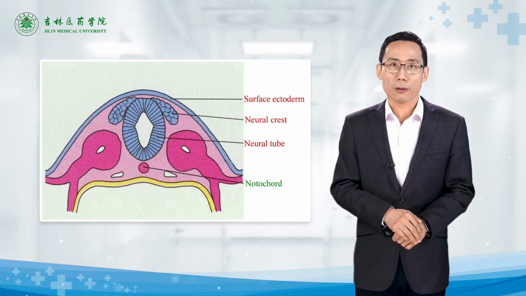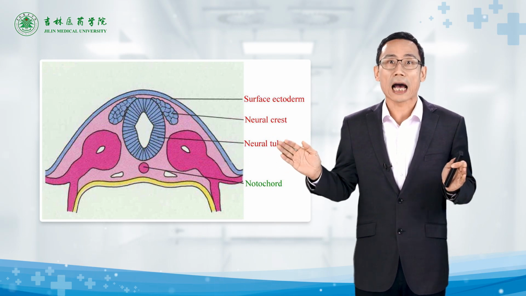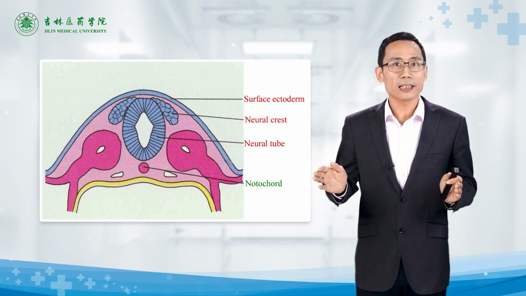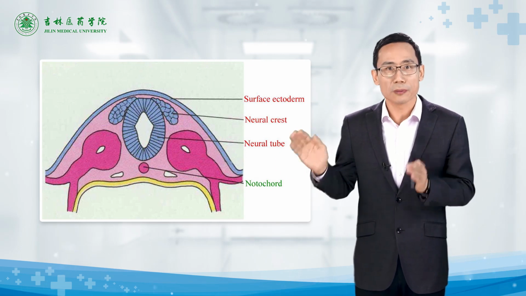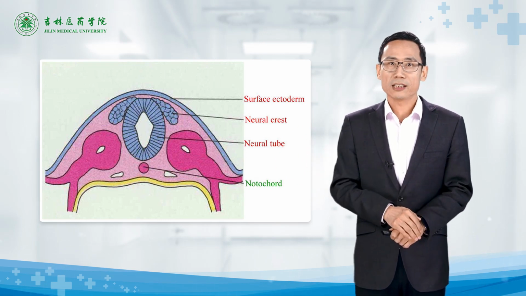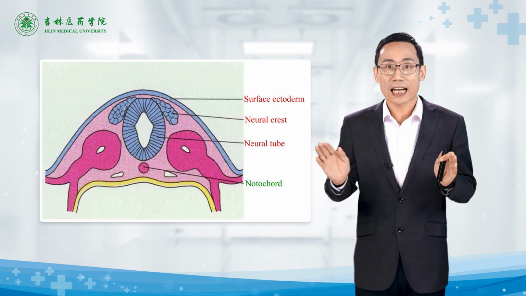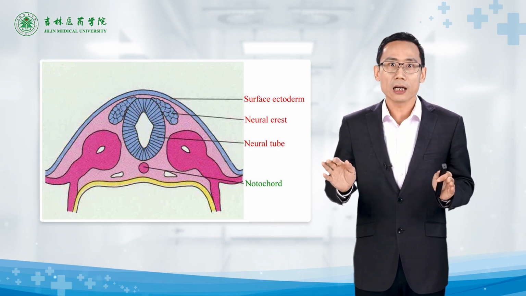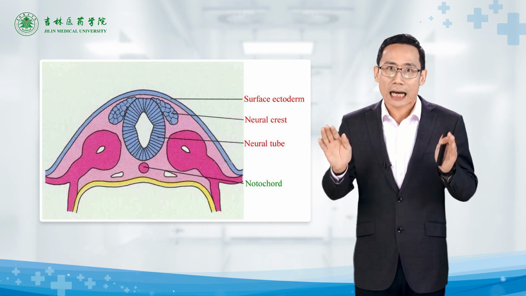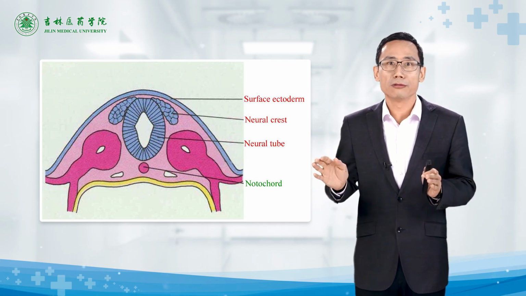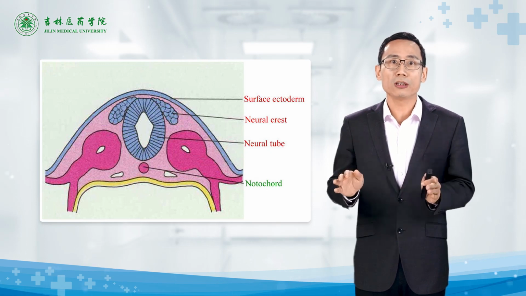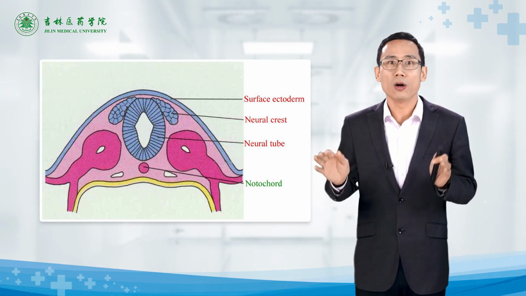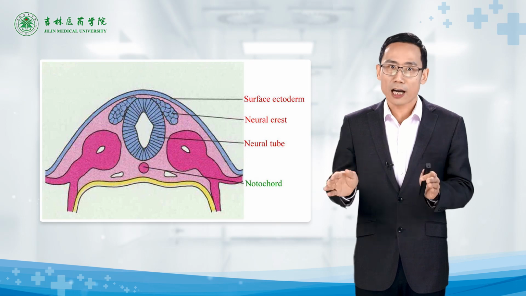From the top to the bottom are the surface ectoderm, the neural crest on both sides of the neural tube, and the notochord below. Neural crest will differentiate into brain ganglia, spinal ganglia, autonomic ganglia, and peripheral nerve. Some cells also migrate into adrenal primordium and differentiate into medullary chromaffin cells.